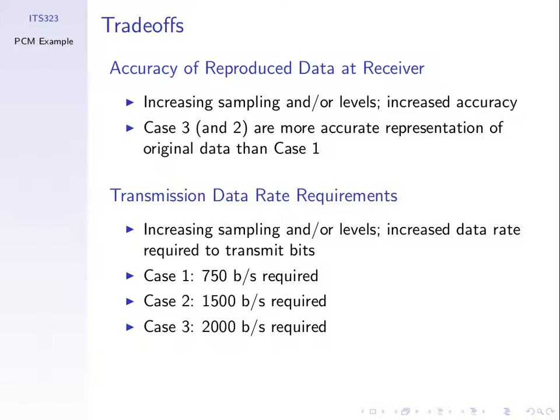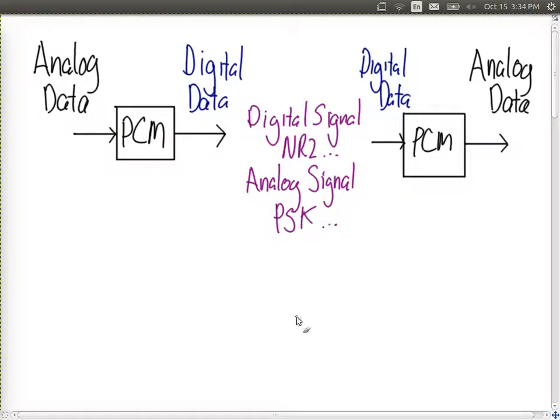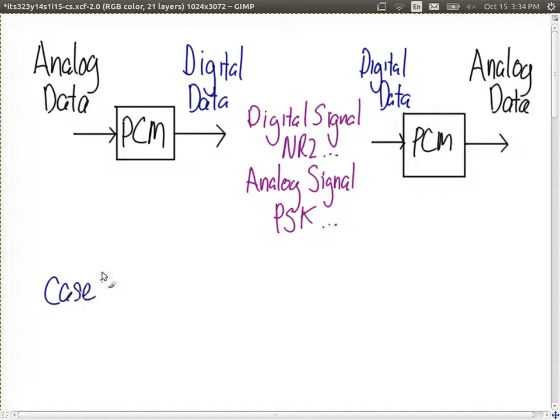What's the trade-off? The trade-off is that if we increase the sampling rate and/or the number of levels, we need to send more bits for the same amount of original data. That is, we increase the data rate required to transmit that data across the link. That's a bad thing. Case one required 750 bits per second. It was 3 bits per 4 milliseconds. Just record that. Case one was 3 bits per 4 milliseconds.